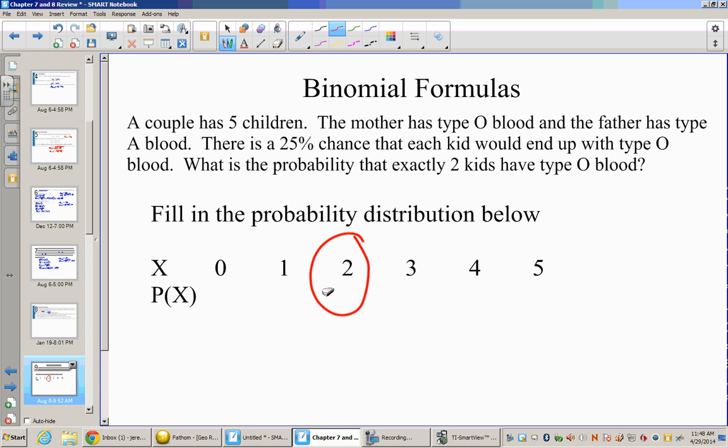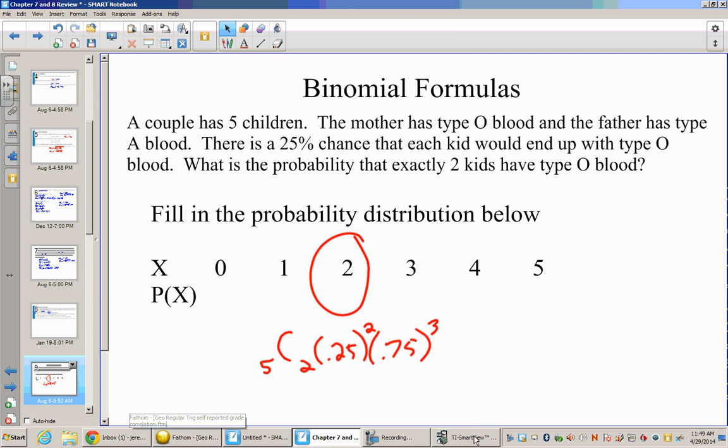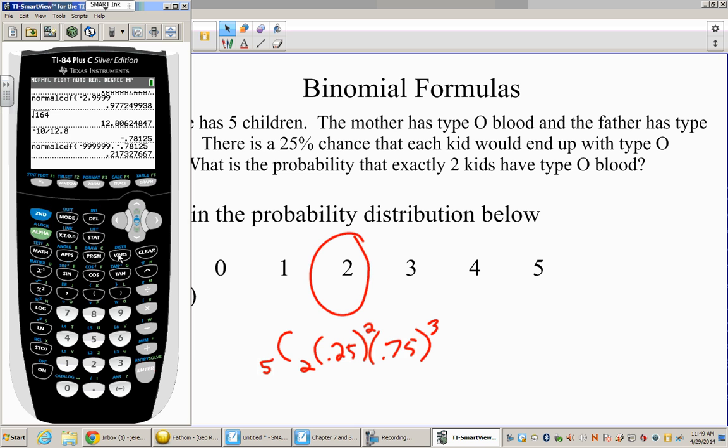To do this, the probability that they get type O blood is 0.25. The probability that they don't, or failure, is 0.75. So if there's 5 kids, 2 of them have type O blood, 3 of them don't. Then we have to figure out how many times we can rearrange those, which is 5 choose 2. And this will give us the probability here. Now what we do on our calculator, for the shortcut, is we go to binomial PDF.